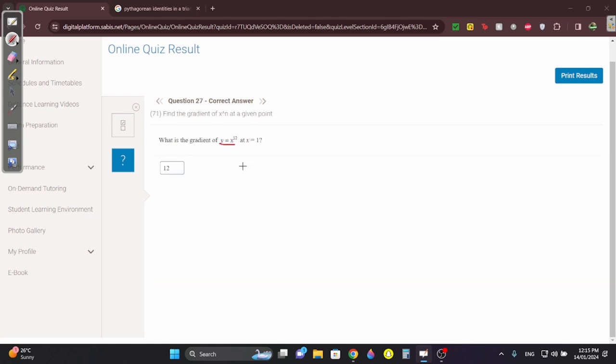What's the gradient of y equals x to the power of 12 at x equals 1? How do you find the gradient of any equation? I told you always to find the gradient, you plug the point into dy over dx. dy over dx is my derivative. So I have to plug x equals 1 into the derivative.